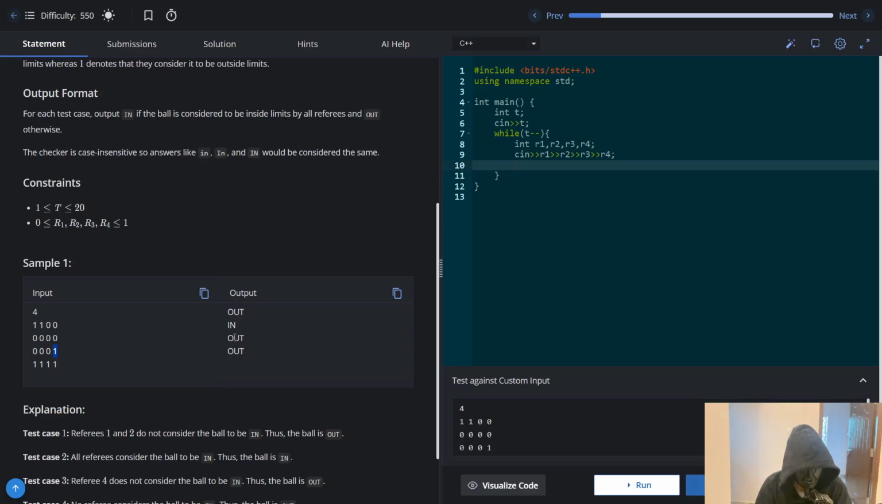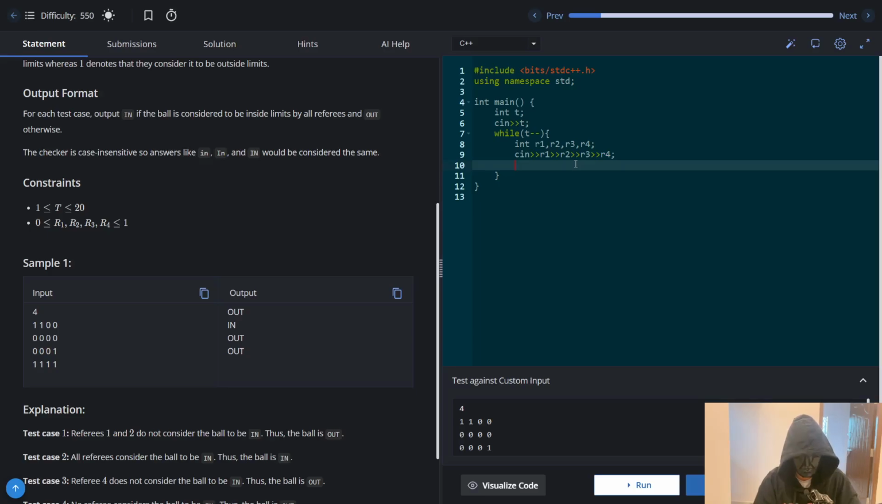The condition is that all the referees have to say the ball is inside, then only it is inside, or else it is outside. In the last case, all the referees are saying the ball is outside, so it is considered outside. So I think you got pretty much what the problem statement is.